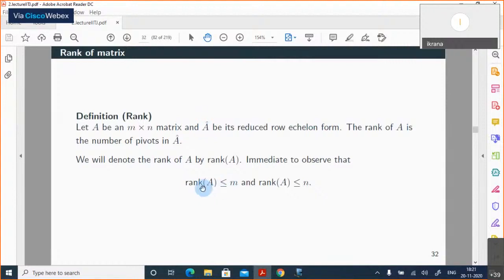The rank is less than or equal to m, and also less than or equal to n. The number of pivots, if you recall, we had said is less than or equal to both the number of rows and the number of columns. So we have just given it a name instead of saying the number of pivots every time. That is called the rank of the matrix A.